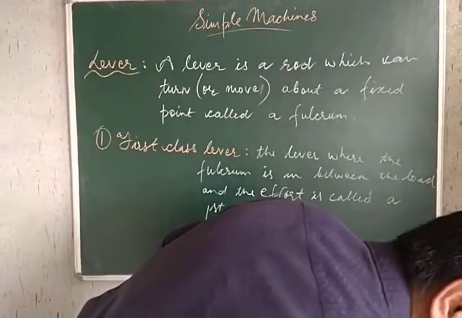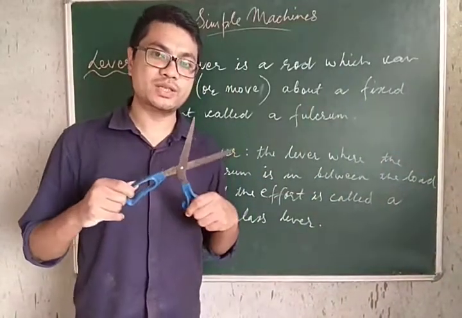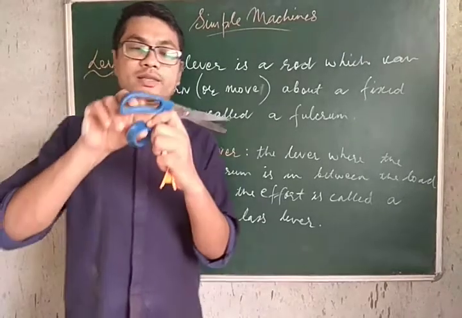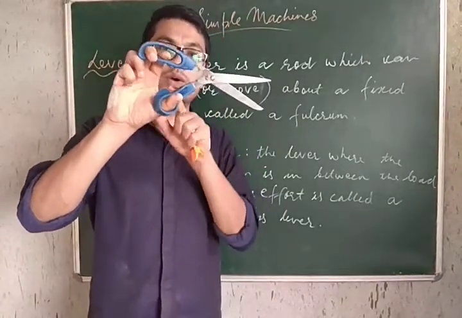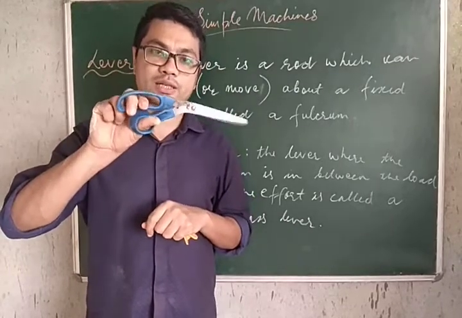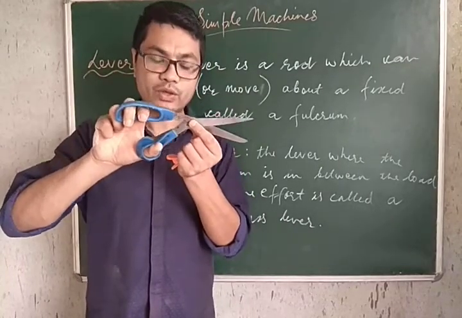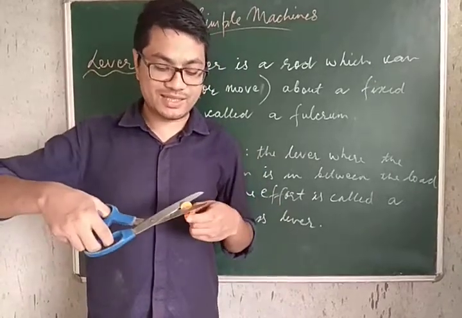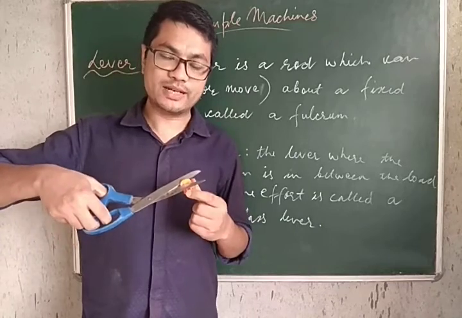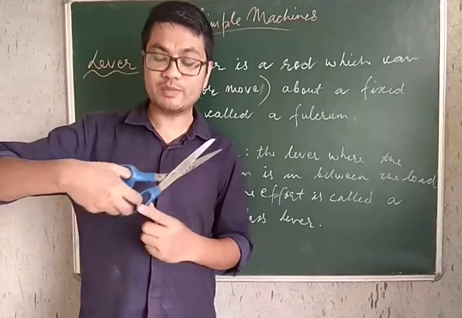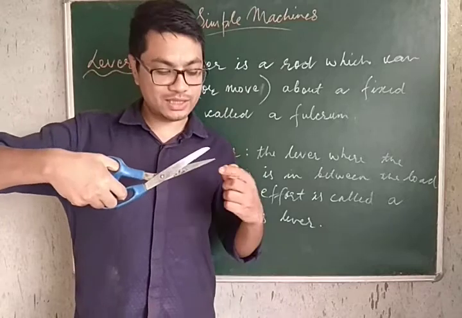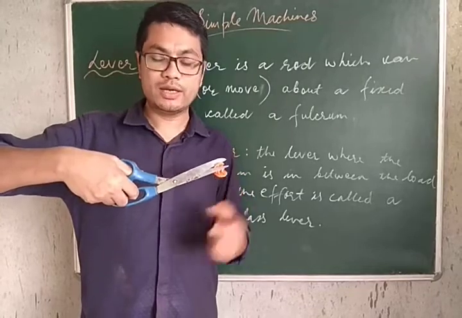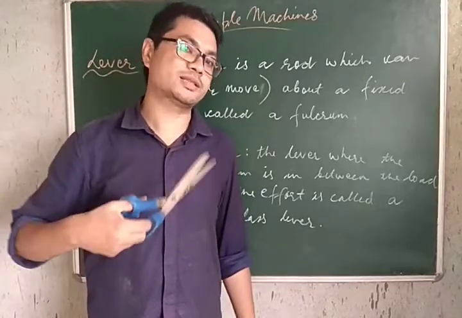To give you an example, a pair of scissors is an example of a first class lever, because these two are the points where we are exerting our effort, and here is the fulcrum. And the load, a paper or a cloth, is placed here. So in case of a pair of scissors, the fulcrum is in between the load and the effort. Therefore a pair of scissors is a first class lever.